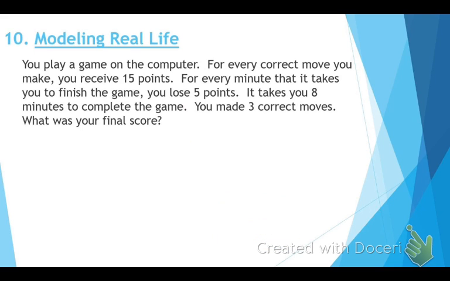Okay? So here's the first thing you got to do. You are looking at the correct moves. Guys, how many correct moves did he have? No, three. He had 3 correct moves. How many points does he get for a correct move? 15. So what's 3 times 15? 45. Are those positive or negative points? Positive. Those are positive points.